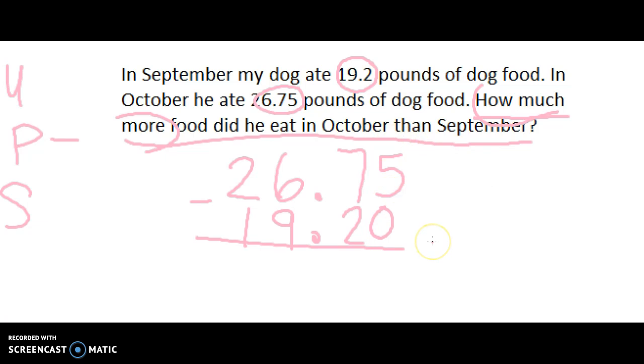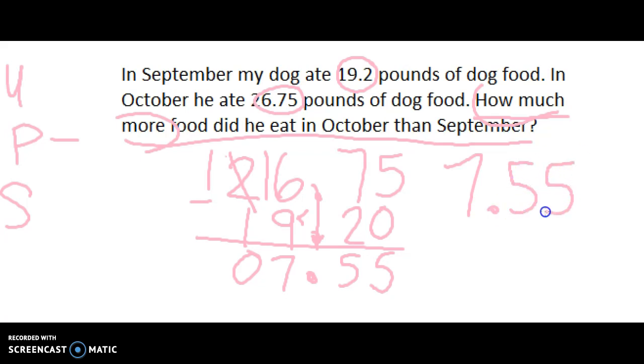5 minus 0 is 5. 7 minus 2 is 5. Bring my decimal straight down. 6 minus 9. 9 is the bigger digit. Bigger numbers on the bottom, you got a problem. Time to regroup. I'll go to the 2, make it a 1, and then give that group to the 6, making it a 16. 16 minus 9 is 7, and 1 minus 1 is 0. In some blank space, I'll write my final answer, 7 and 55 hundredths.